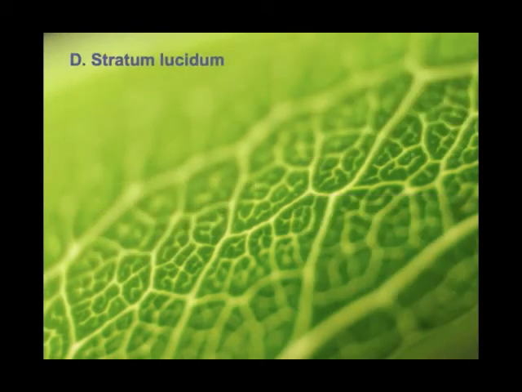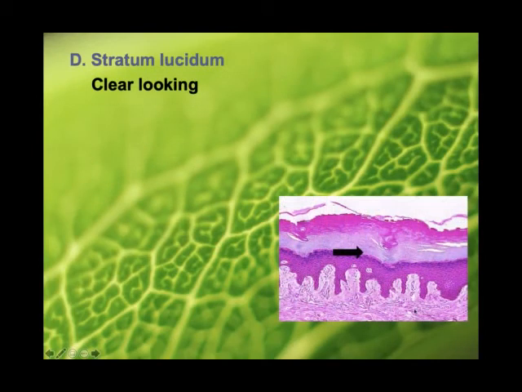The next layer up is only found in thick skin. It's called the stratum lucidum. Lucid means clear, for those of you who don't know that word. So this layer is the clear layer. It's clear looking, and you can see where this arrow is here. All of this is stratum lucidum.